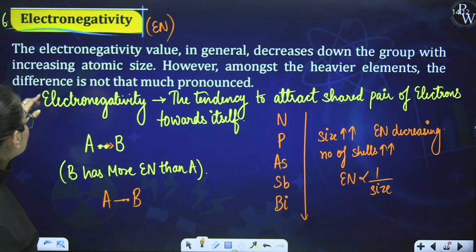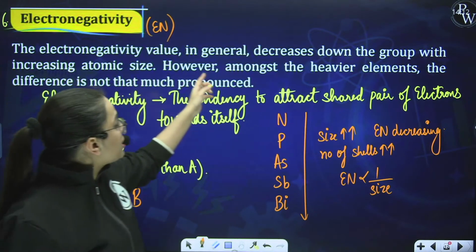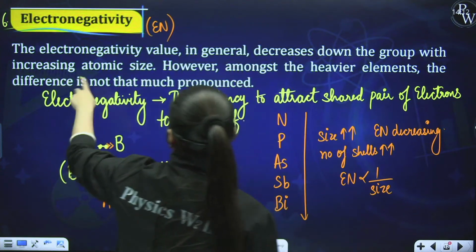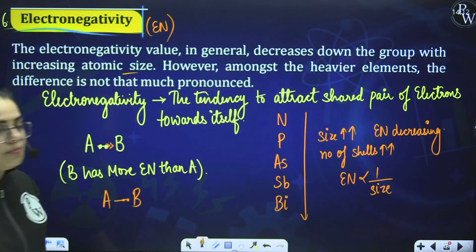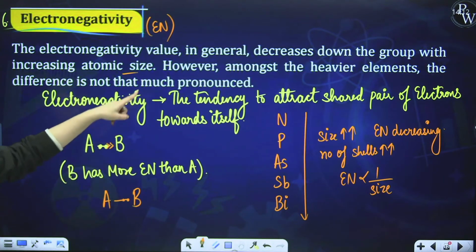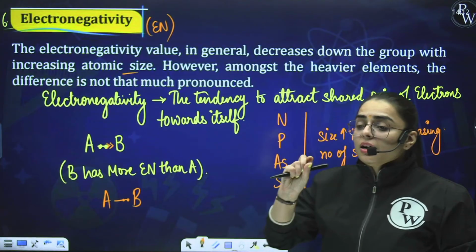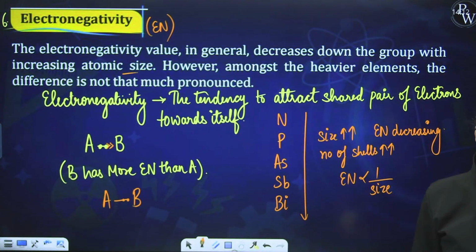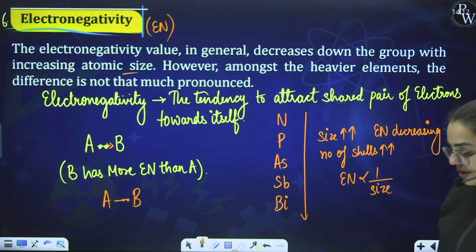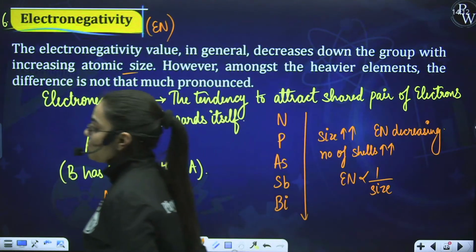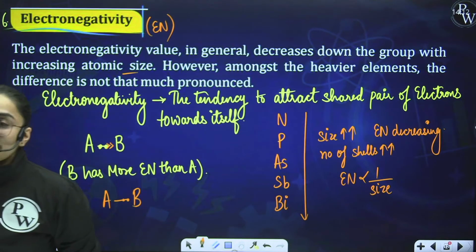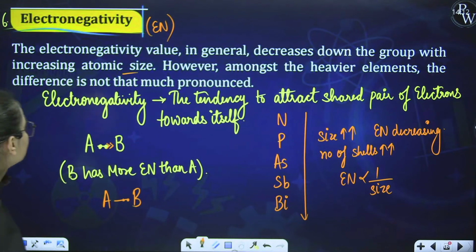Just read it from NCERT. The electronegativity value in general decreases down the group with increasing atomic size. However, among the heavier elements, the difference is not that pronounced. They say that when you move down the group, there is a very little decrease, but yes, there is a decrease. Is it clear to you? So kindly write it down so that we can move on to the next physical property of ours. Kindly write it down, my dear students.